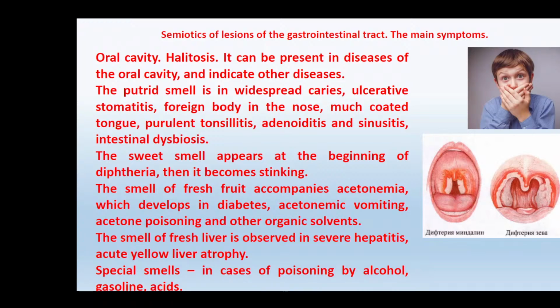The smell of fresh fruit accompanies acetonemia, which develops in diabetes, acetonemic vomiting, acetone poisoning, and poisoning by other organic solvents. The smell of fresh liver is observed in severe hepatitis, acute yellow liver atrophy. Special smells come with poisoning by alcohol and other alkalis and acids.